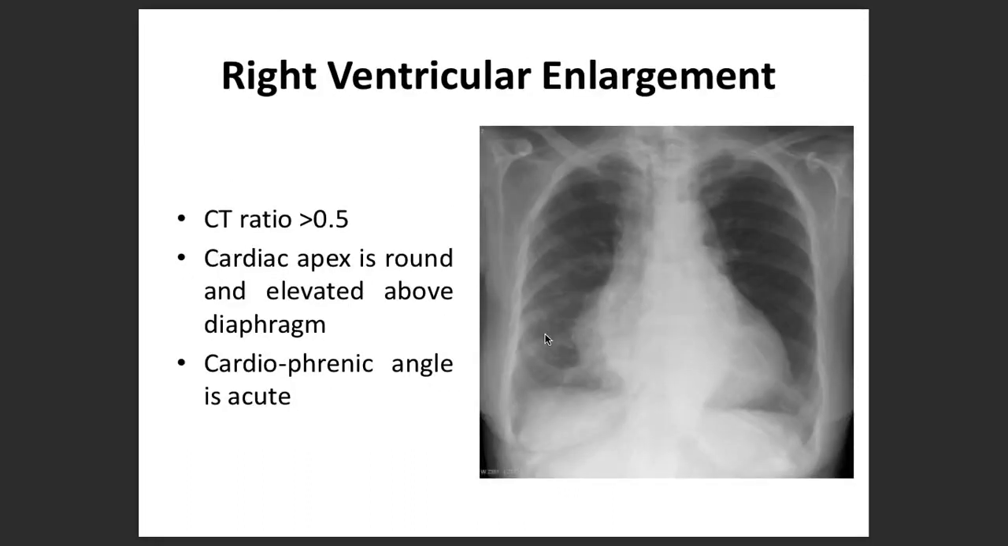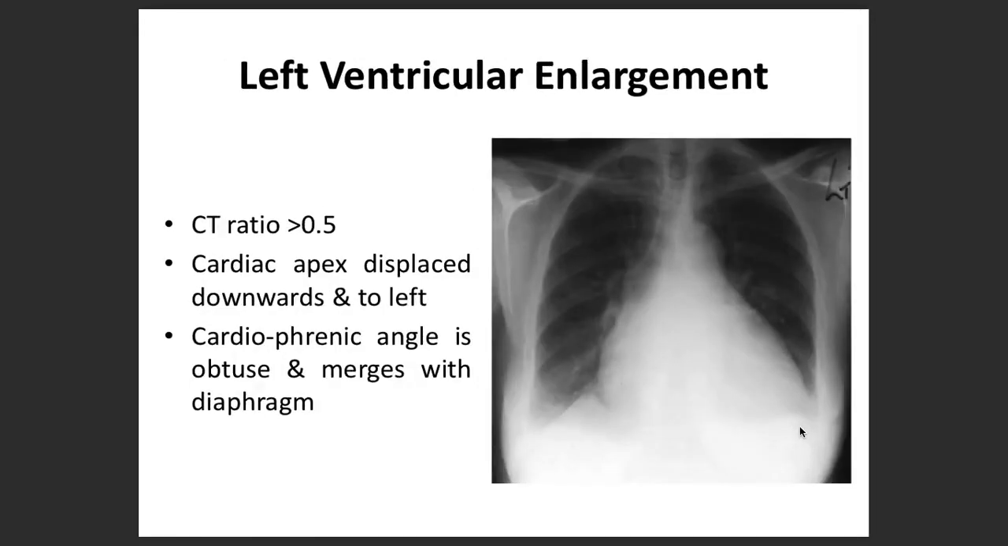So what is happening in the RV enlargement? So already diagnosis is given. If you look carefully, the CT ratio, cardiothoracic ratio, is definitely enlarged, okay, and the cardiac apex is rounded and also elevated in fact. And if we look carefully at the CP angle, cardiophrenic angle, that is also acute in fact. So that is an indirect sign towards the right ventricular enlargement.